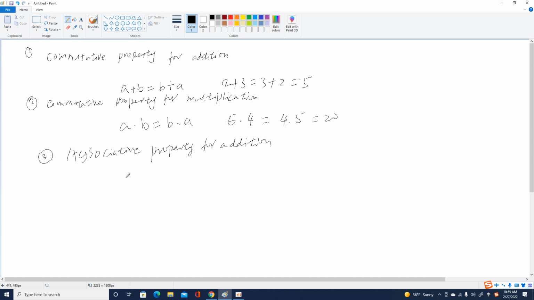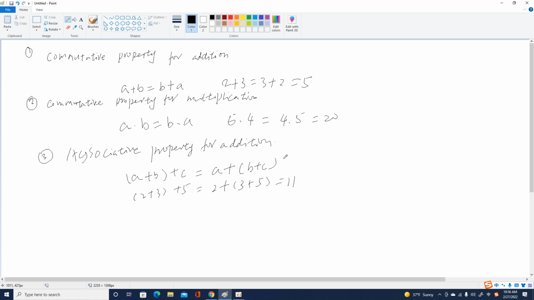For example, like this way, a plus b plus c equals a plus b plus c. That is also very simple. For example, 2 plus 3 plus 5 also equals 2 plus 3 plus 5, because both of them equal 11. So that basically means when you do the addition, when there is a parenthesis, actually you can remove the parenthesis.